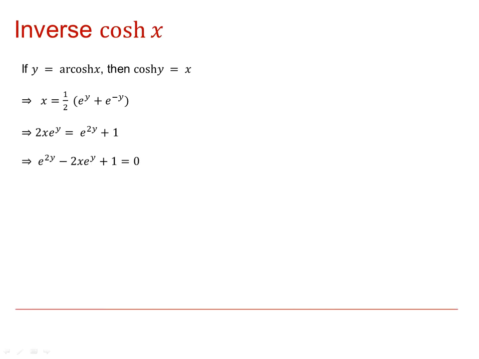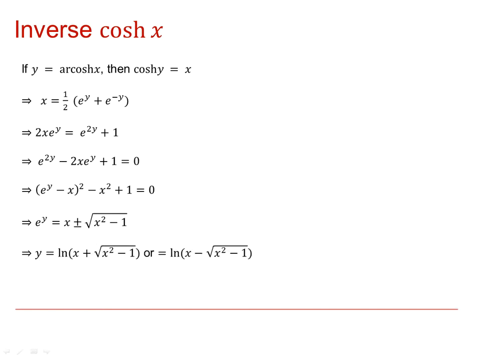Cosh x can be done in a similar way. Starting off with the fact that y equals arcosh x, we can use the definition of cosh to say that x is a half e to the y plus e to the minus y, and then it's exactly the same way as before, multiplying by 2, and then rearranging the equation, we get this quadratic, and this time completing the square, we get e to the y minus x all squared equals x squared minus 1, so that when we rearrange that, e to the y is x plus or minus the square root of x squared minus 1.